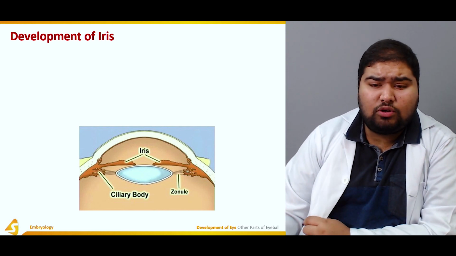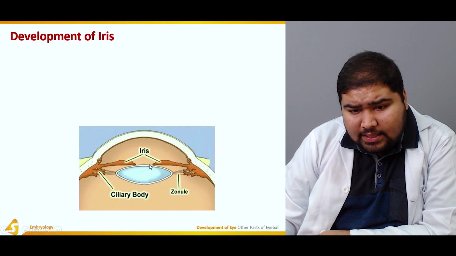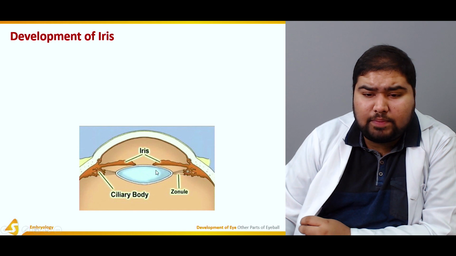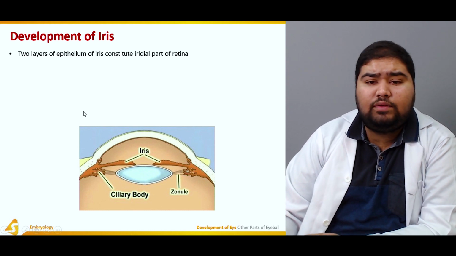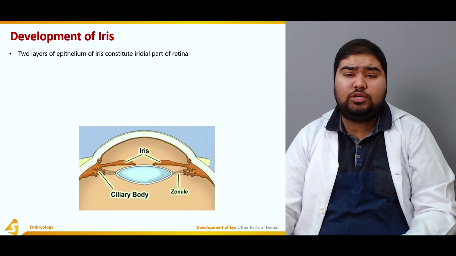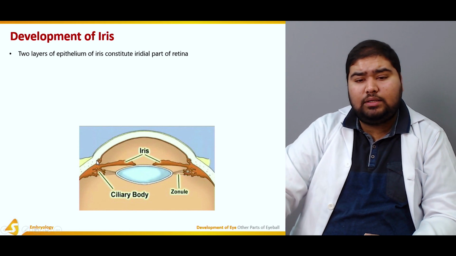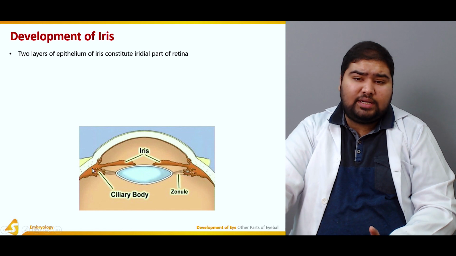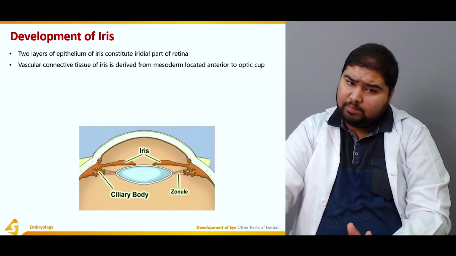Now, we're still talking about the development of the iris. This is the ciliary body, this is the iris, this is the small central aperture of the iris known as the pupil, this is the lens. There are two layers of the epithelium of the iris which constitute the iridial part of the retina, the iris part of the retina.